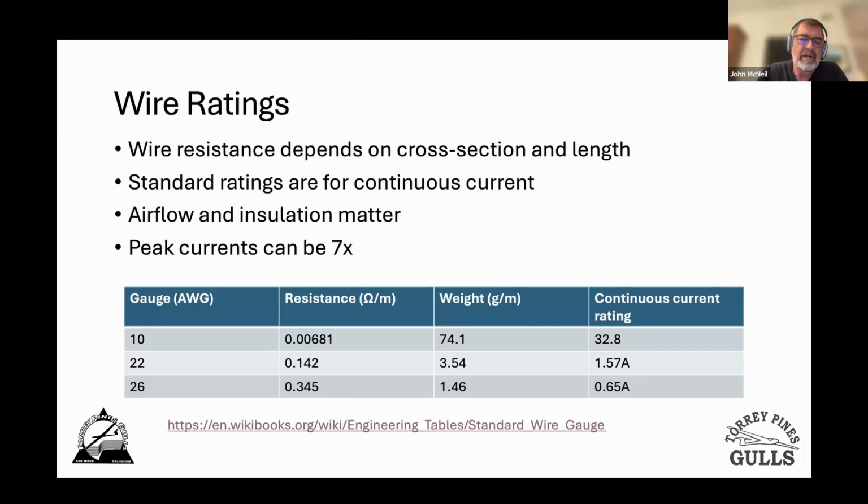Airflow matters, and insulation matters because of how the insulation performs under elevated heats, et cetera. So I've done 10 wire gauges. You guys probably know bigger numbers are smaller wires, and it doesn't matter the number of strands. When they give you the gauge, it'll be the same total cross section. So this is the resistance per meter, the weight in grams per meter, and the sort of official safe continuous current rating, which we're going to now explore a bit.